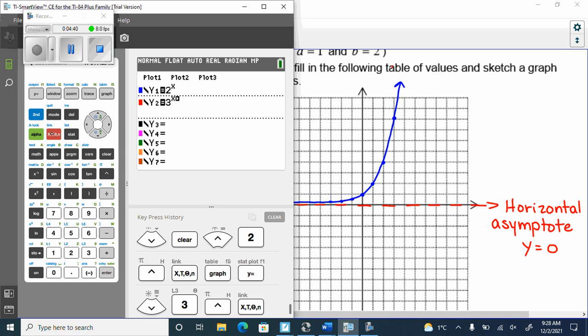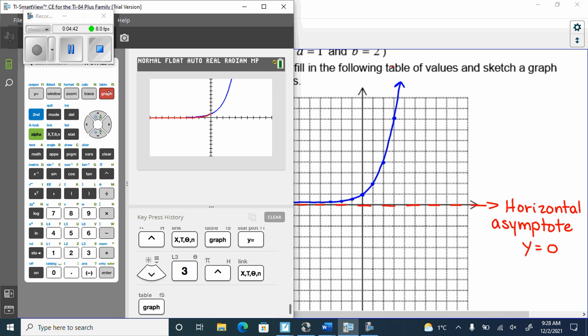So red is going to be my new one, 3 to the x. What happened? It's growing faster because instead of doubling now, it's tripling. So if you doubled 2, you'd be at 4. If you doubled 3, you'd be at 9. So it's growing faster, right? When your x is 2 for doubling, it's 4. When your x is 2 for tripling, it's 9. So it's going to grow way faster, right?